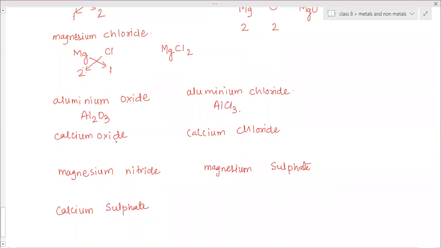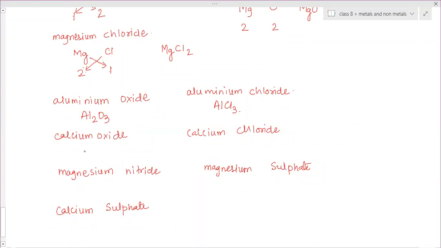Wait. Aryan, where are you? What is the calcium oxide formula? One minute, ma'am. Ma'am, how did you get the first one? 3, ma'am. What is aluminium valency?